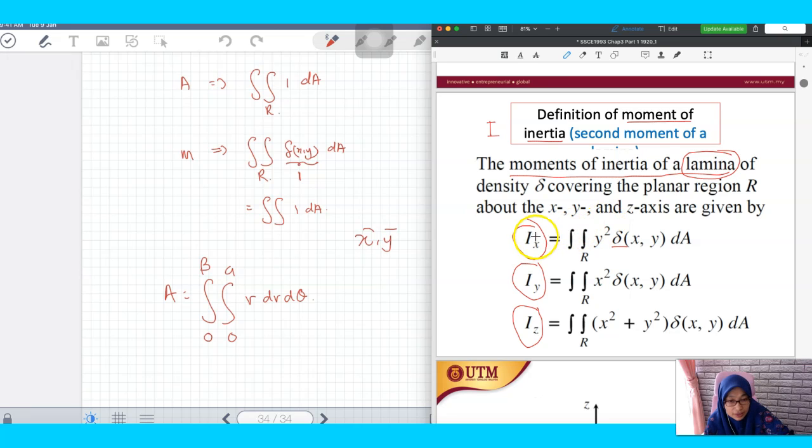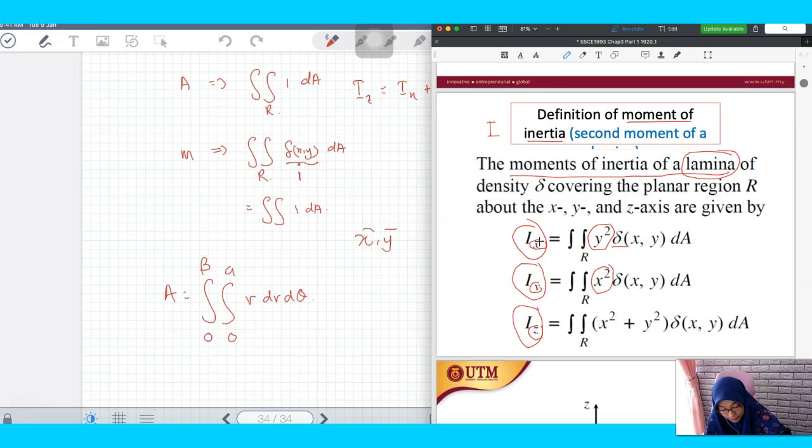Now look at the formula here. About the x, because they're asking about the x, you have to put y squared, and the density is there. And if they ask about the second moment, or moment of inertia, about the y-axis, you have to put x squared. But if they ask you to evaluate the second moment about the z-axis, because we know that z depends on x and y, it is the summation. So actually, we can say that the second moment about the z-axis is the summation of Ix and Iy, the second moments.